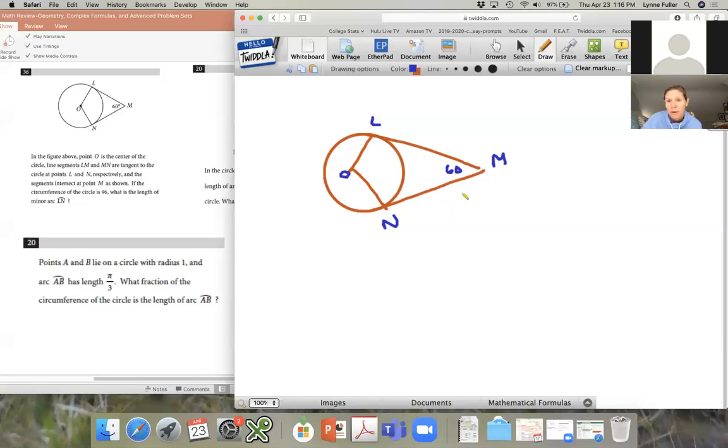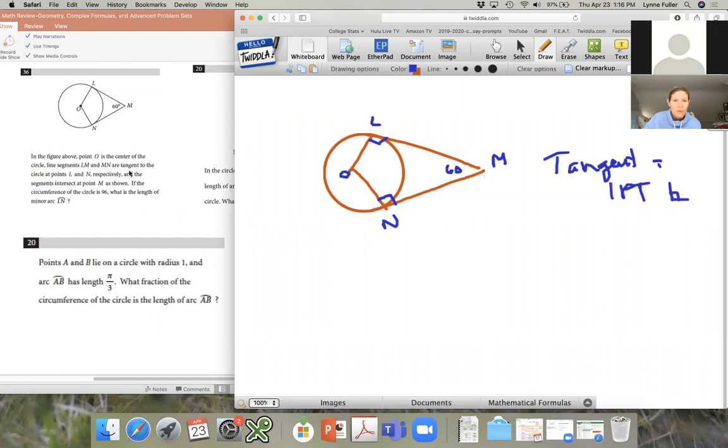That's an important word. Tangent means it touches the circle at one point and forms a 90-degree angle to the center. You should probably define that someplace. So tangent means that it touches at one point and it forms a 90-degree angle to the center.